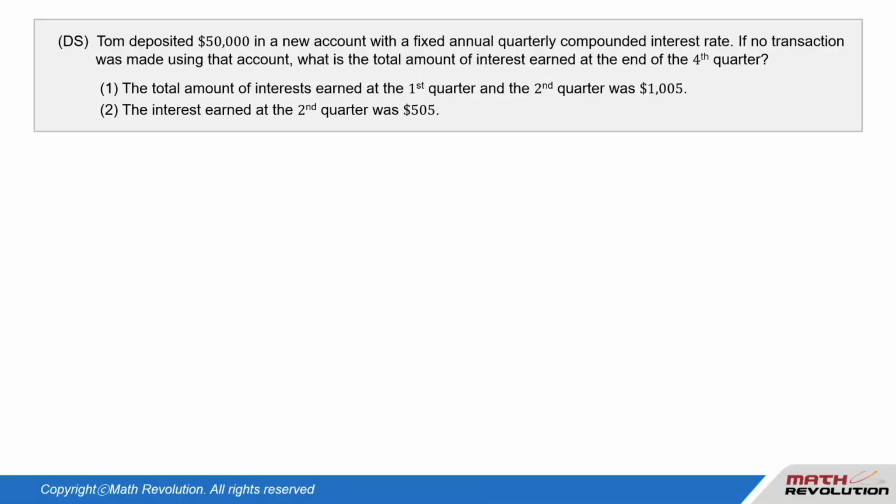Question. DS. Tom deposited $50,000 in a new account with a fixed annual quarterly compounded interest rate. If no transaction was made using that account, what is the total amount of interest earned at the end of the fourth quarter? Condition 1. The total amount of interest earned at the first quarter and the second quarter was $1,005. Condition 2. The interest earned at the second quarter was $505.